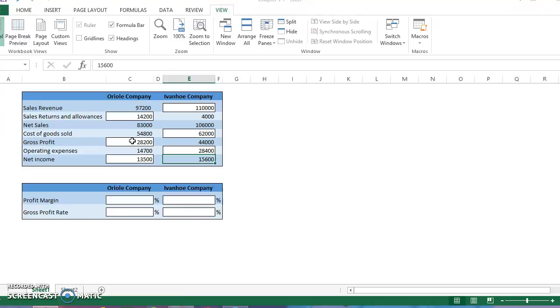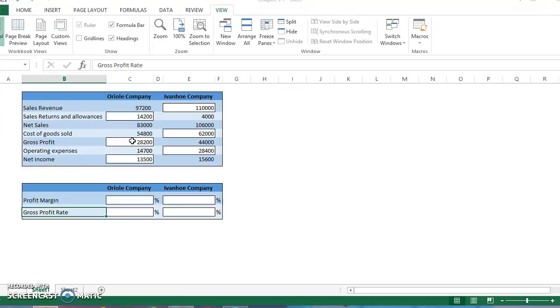After doing that we get to the second part of the problem, which is being able to calculate profit margin and gross profit rate. If we go to the book to chapter 5, pages 235 and 236, we'll learn how to calculate these two percentages.